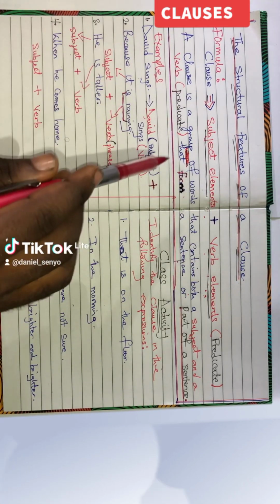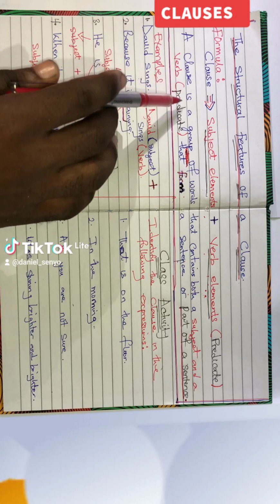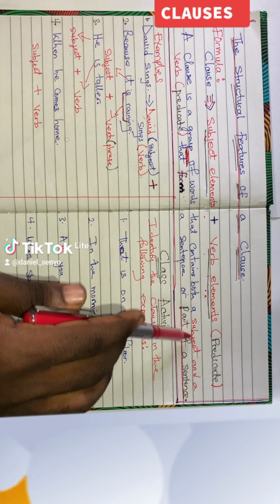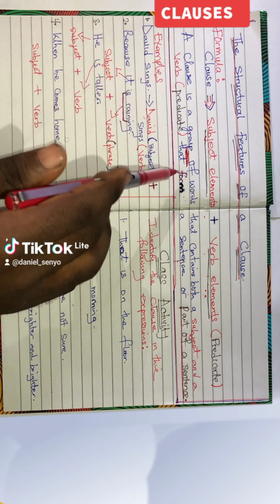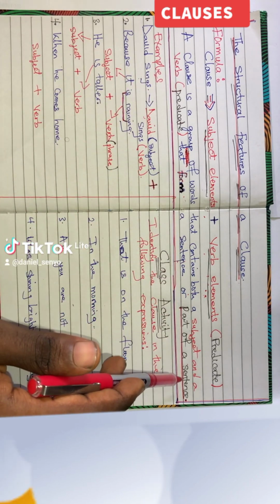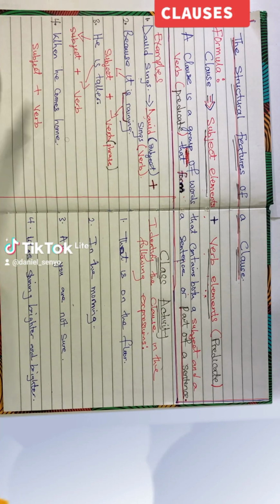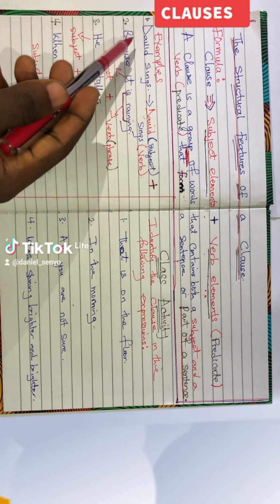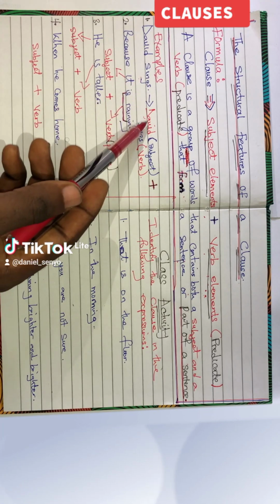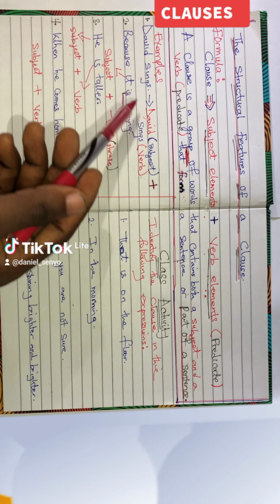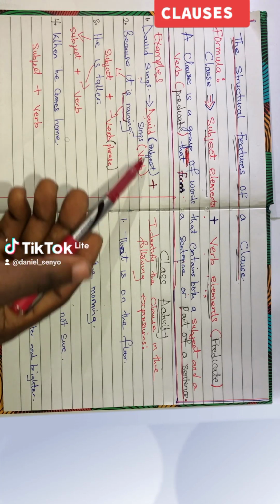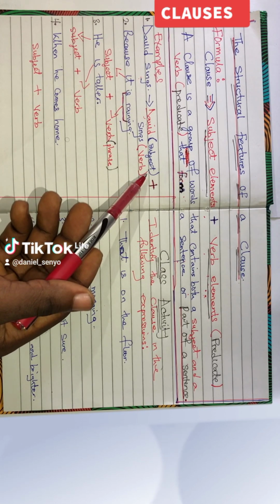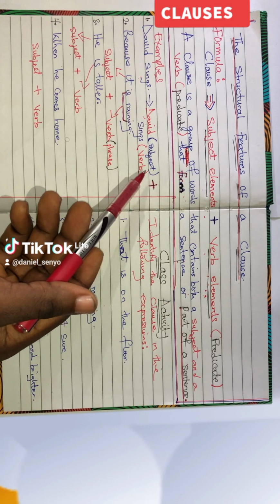Now that brings us down to what a clause is. A clause is a group of words that contains both a subject and a verb that forms a sentence or part of a sentence. Okay, let's look at the examples we have here. David sings. David here is the subject of the expression. Then we have sings as the verb. So the fact that we have these two elements coexisting, this is a clause.